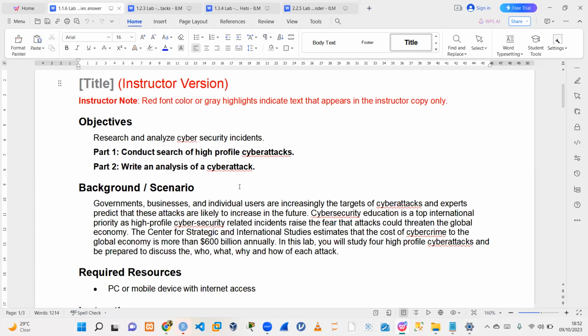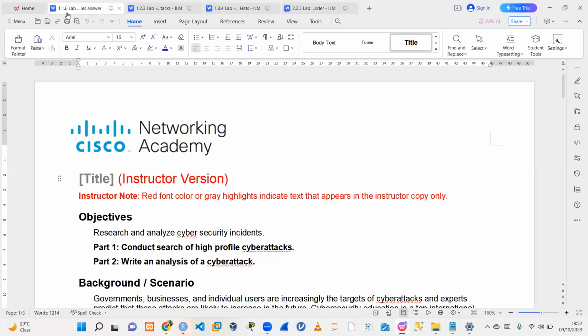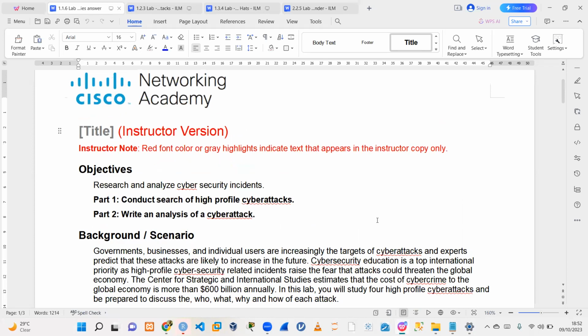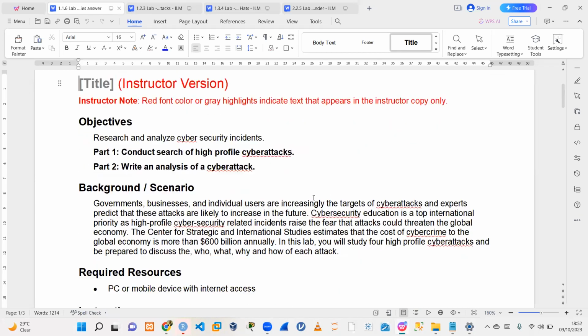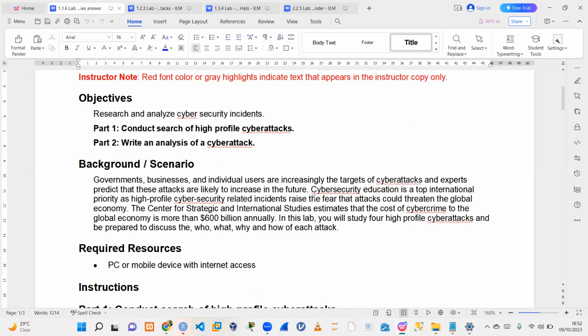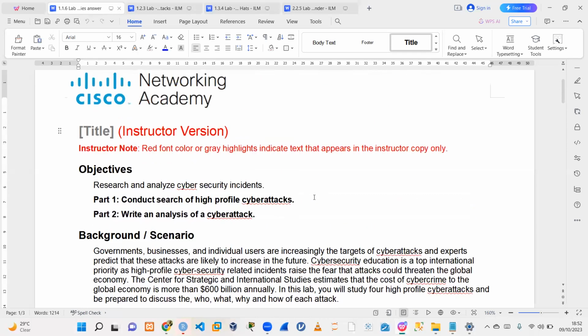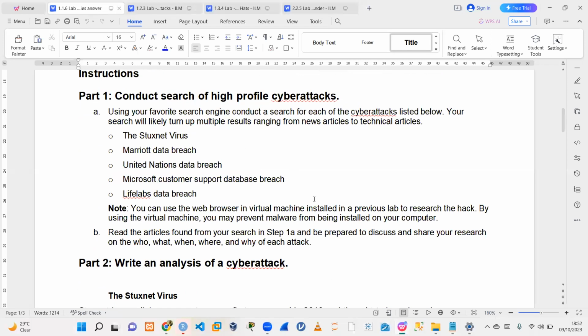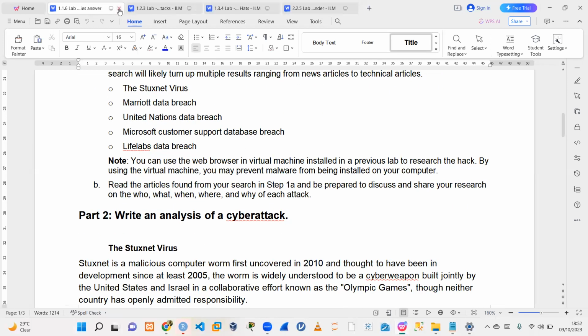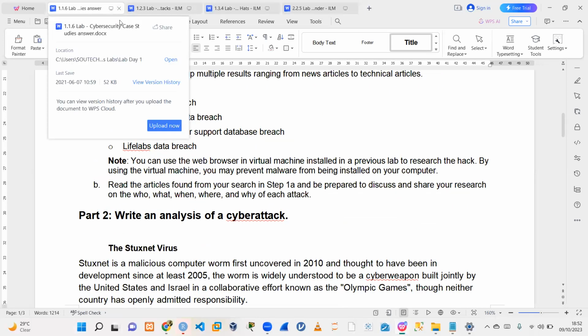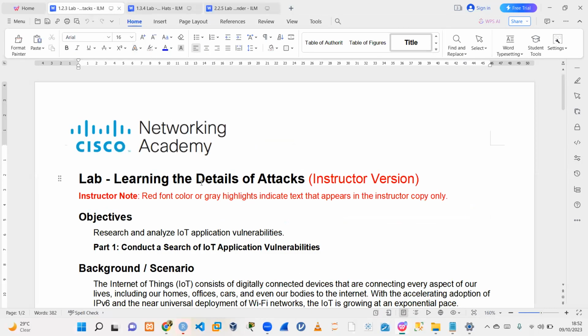Okay, let's move to the next lab. The next lab is 1.16. This is high-profile cyber attacks. So this is a case study also. I don't know, have we done this? Okay, yes, we've done this. I think maybe I opened it twice. So learning the details of an attack, 1.23.